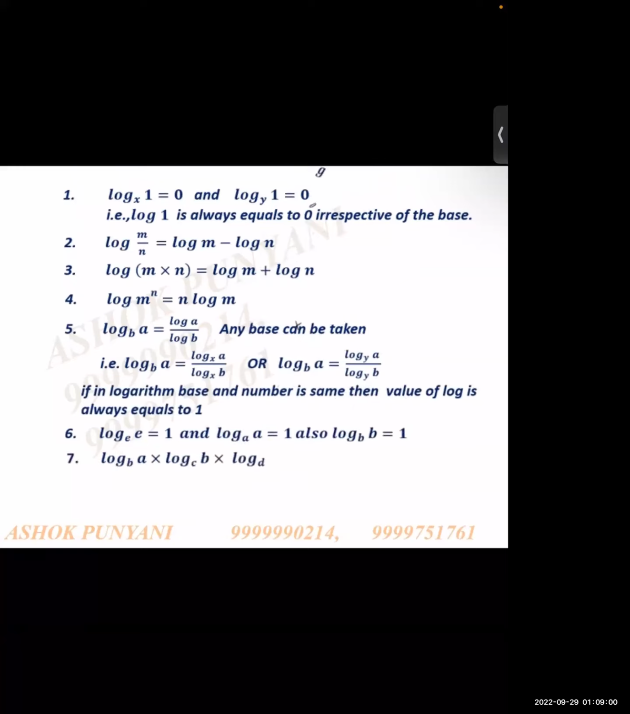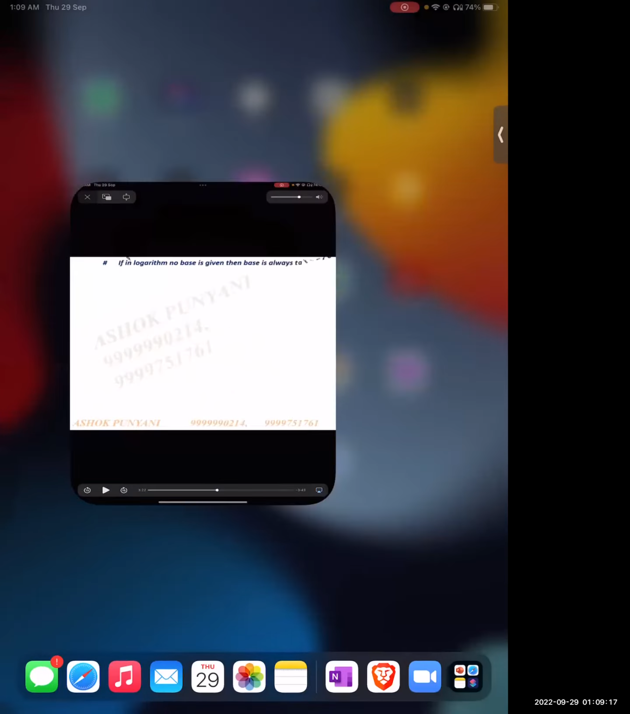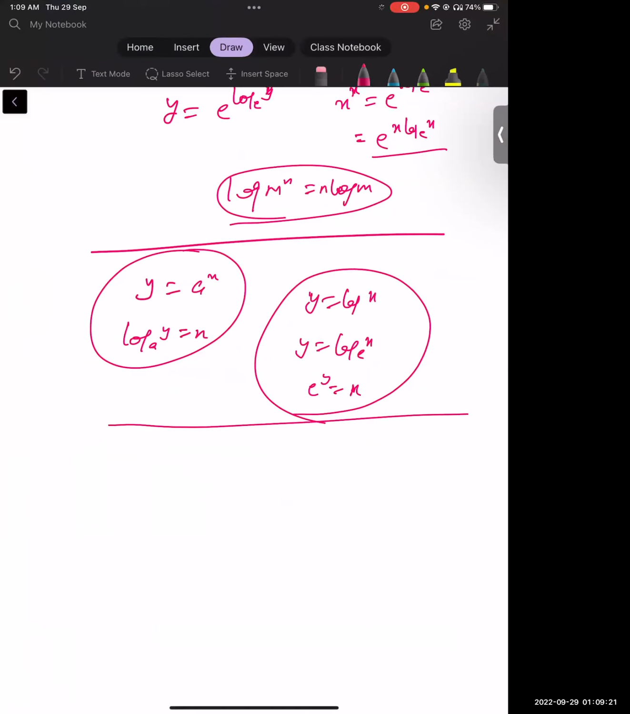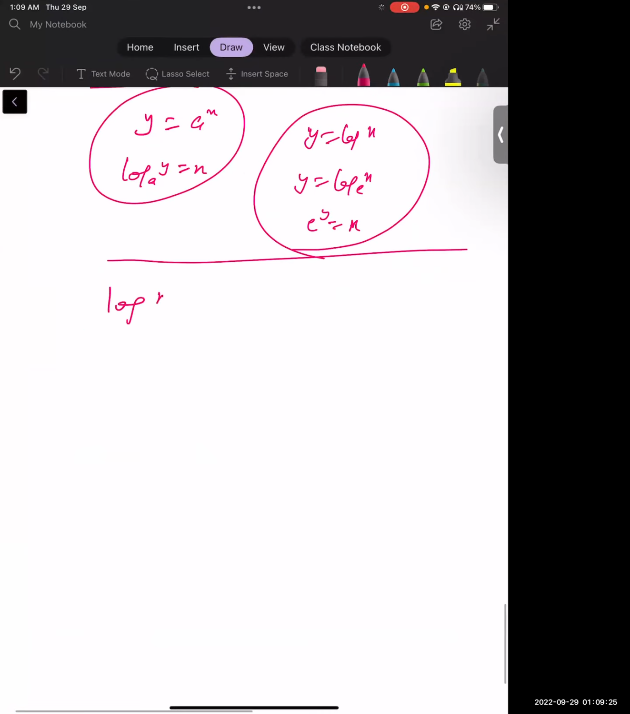Log b to the base a, that's the property that I told you. It will be log b to the base c upon log a to the base c. Similarly, log a to the base b will be log a to the base c upon log b to the base c. Now, one more property that I told you. Wait for a second. Let us see what I told you there. I was just watching. I may forget something.